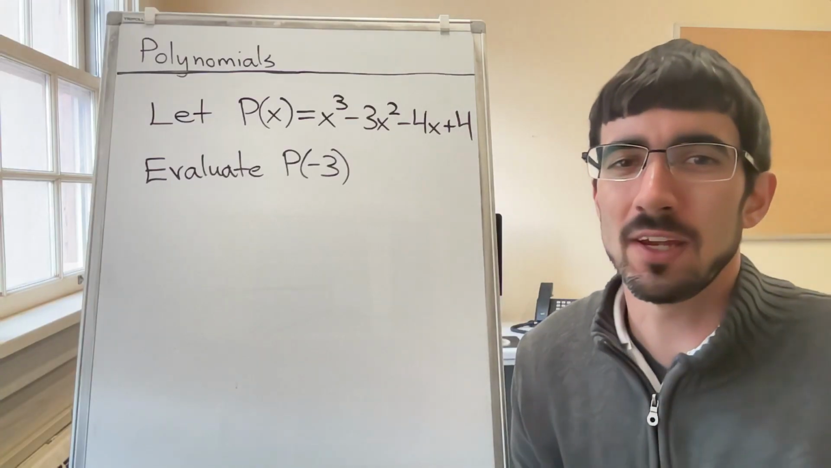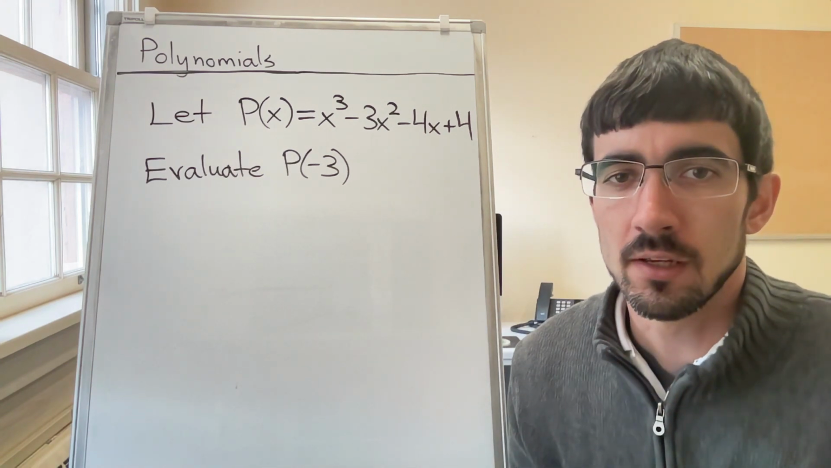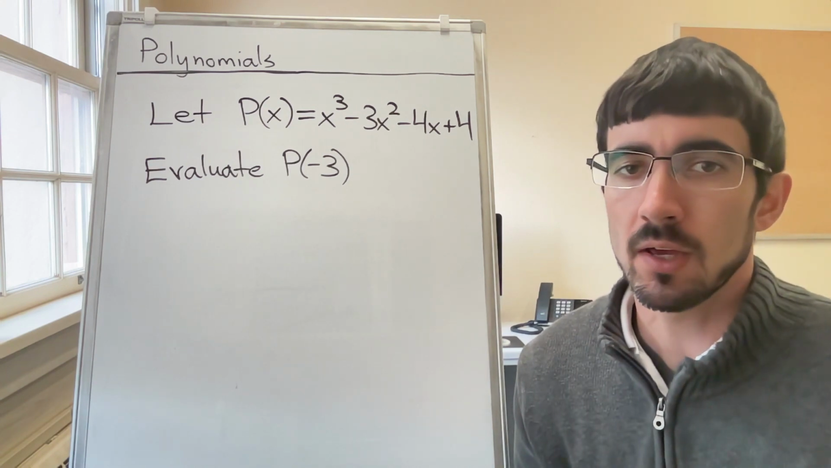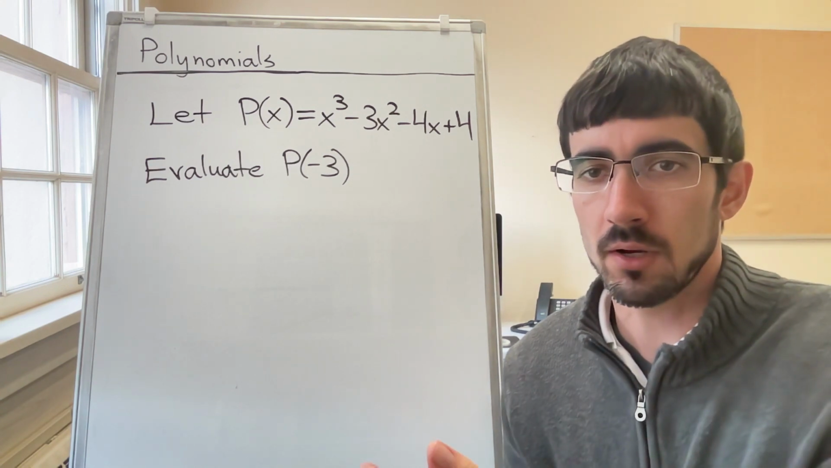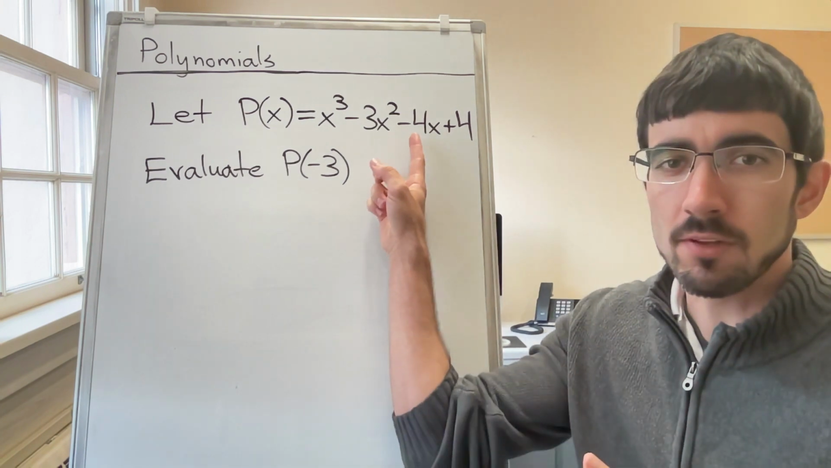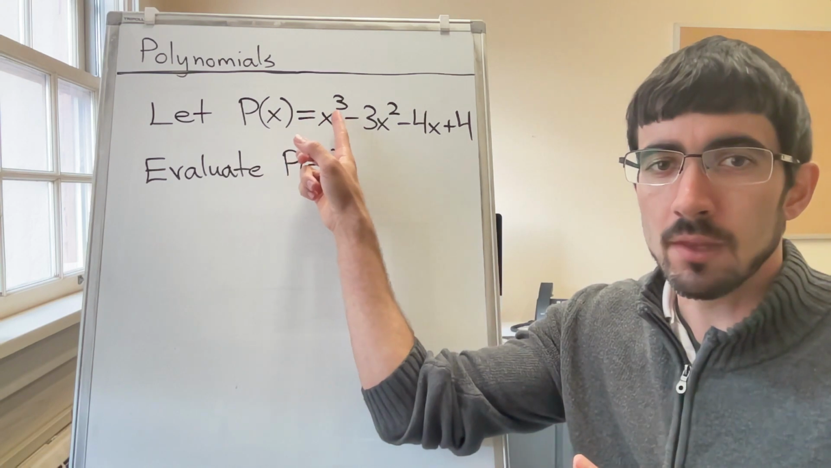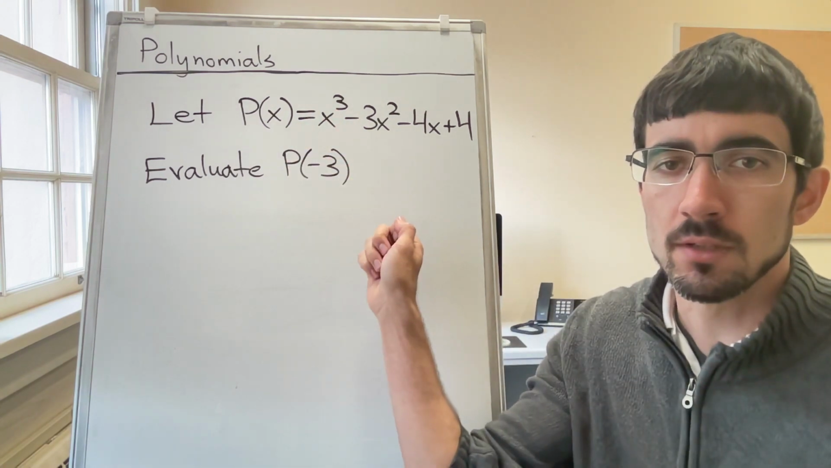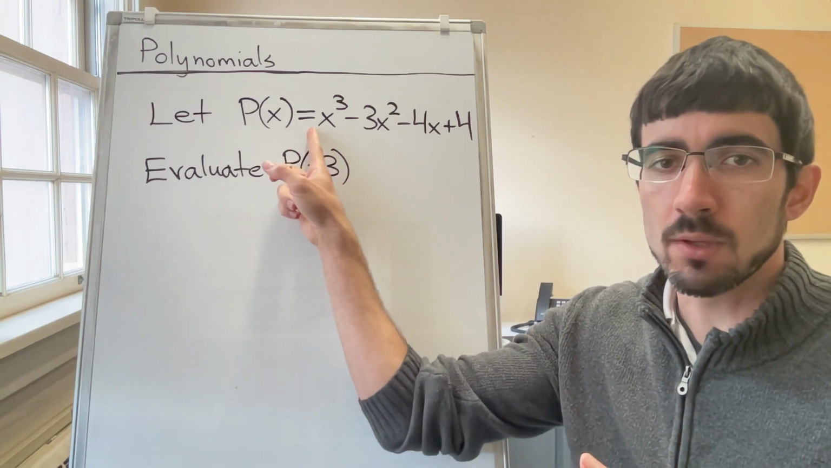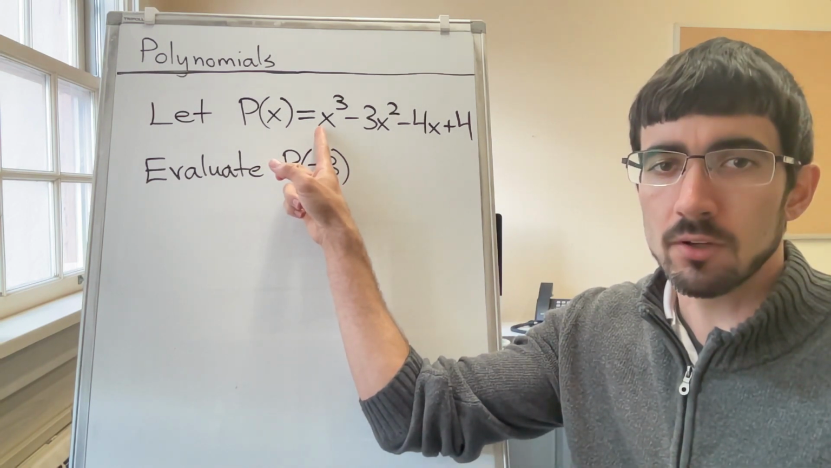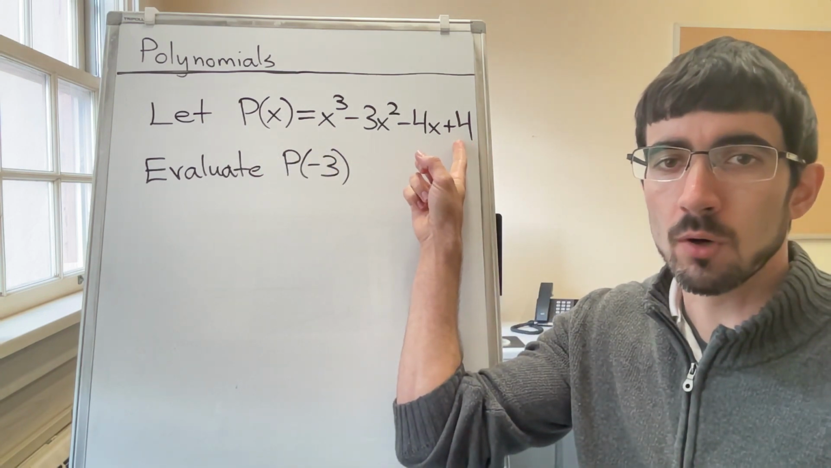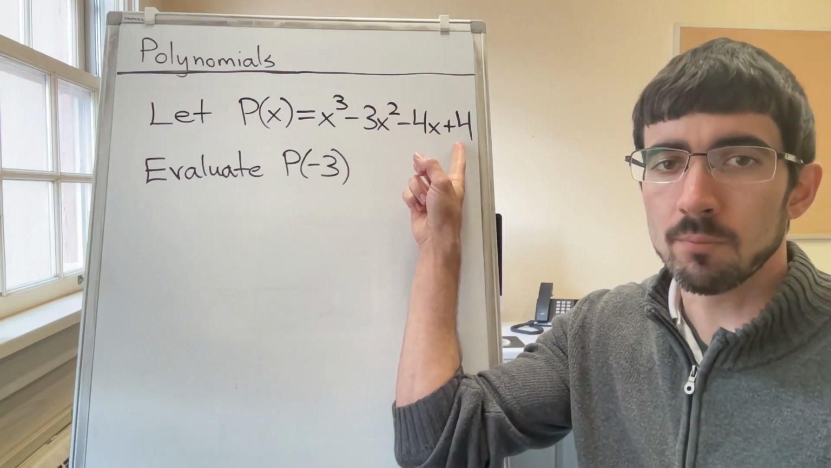Polynomials in a single variable are functions. And so here I have a polynomial written in function notation. P of x is x cubed minus 3x squared minus 4x plus 4. The degree of this polynomial is 3. That's the highest degree of any of its terms. The leading coefficient is 1 because the coefficient along with x cubed is 1x cubed, right? So leading coefficient is 1. The constant term is 4. That's the term with no variable.